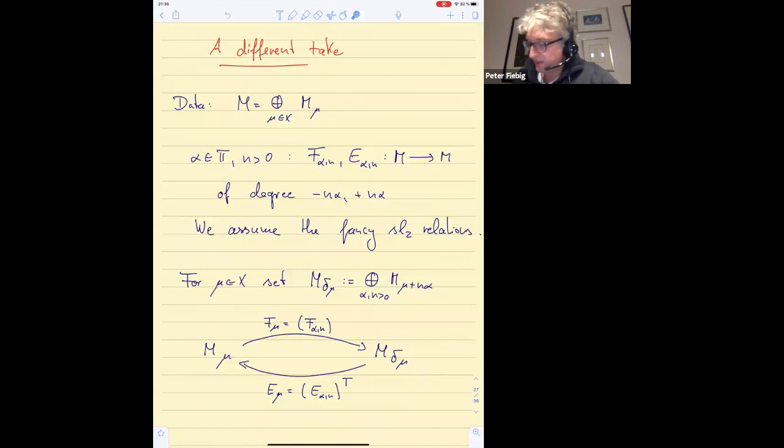And then look at the following space. For weight mu, let's look at the direct sum of the weight spaces that you can reach by going in simple root directions. Alpha is a simple root, n is bigger than 0, and you have this m mu plus n alpha. This I call m delta mu. And now the f and the e operators give you maps between m mu and m delta mu. So f mu is a column vector, e mu is a row vector, that you can produce using all these operators f alpha n and e alpha n.